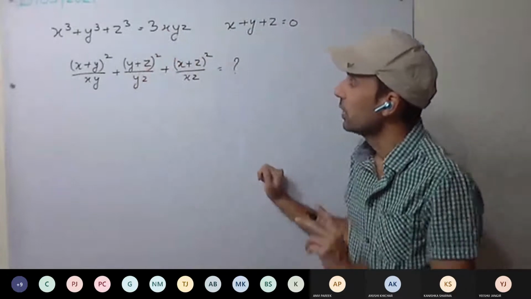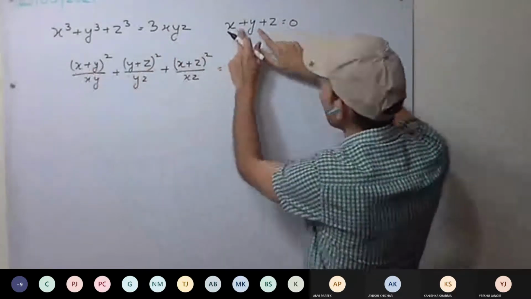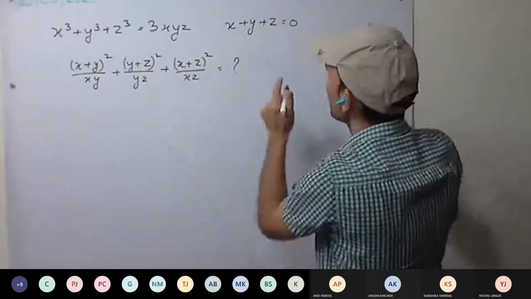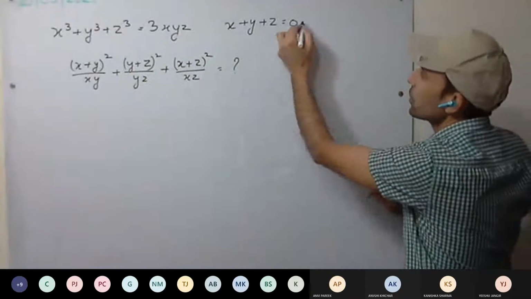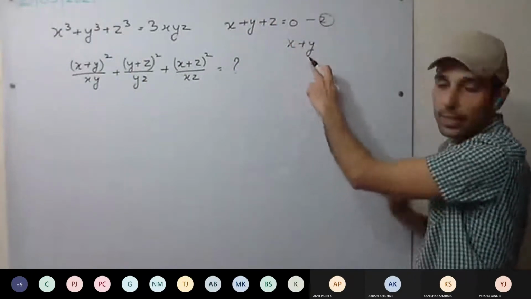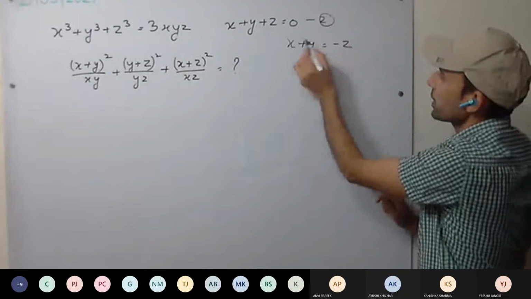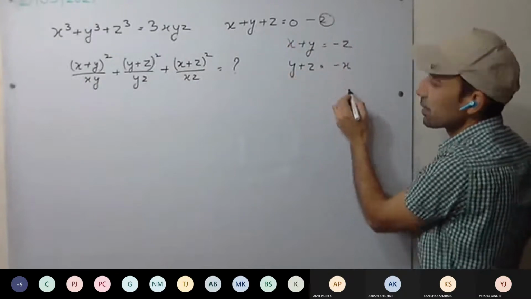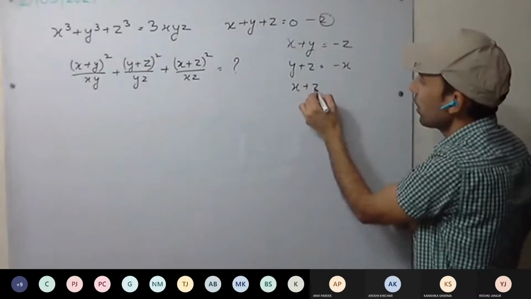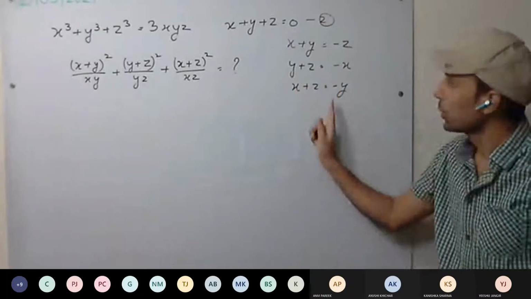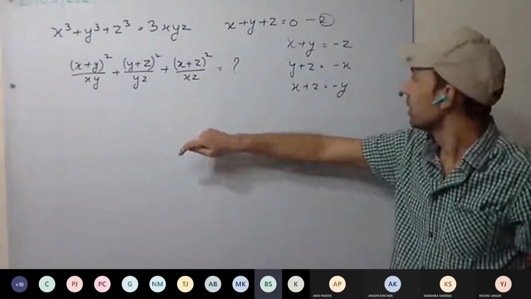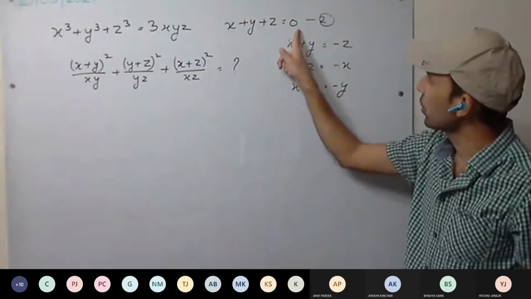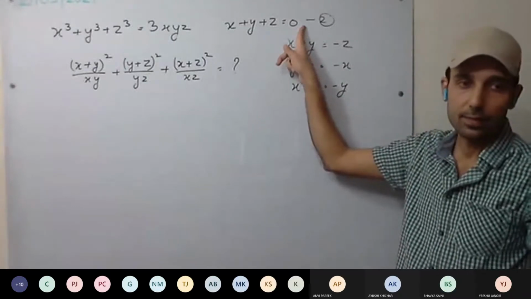So you can see x plus y we can get from here, y plus z we can get from here. First we are using the second one. x plus y equals how much? Minus z. y plus z equals minus x. And x plus z will be minus y. Put these values there. See here, z goes to the right-hand side and becomes minus.